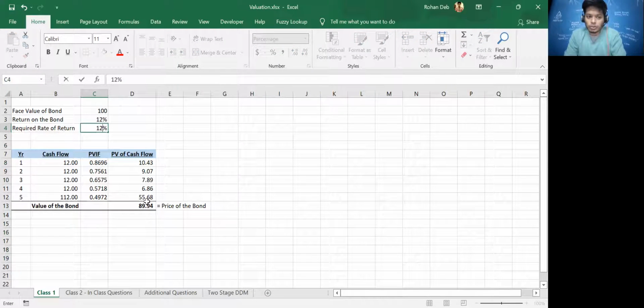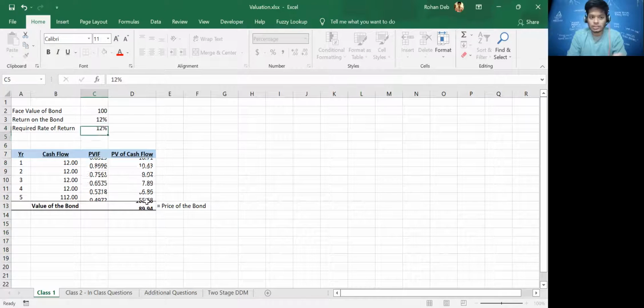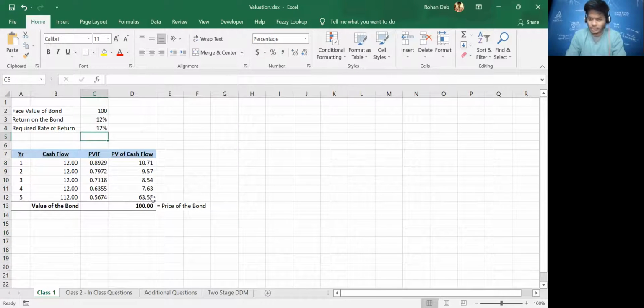Now, if this was 12, what would happen? If I press enter, the value of the bond should come to 100, because it's exactly at the same level at which the return on the bond and the required return that you want. So it should be 100, and you can see it's 100.